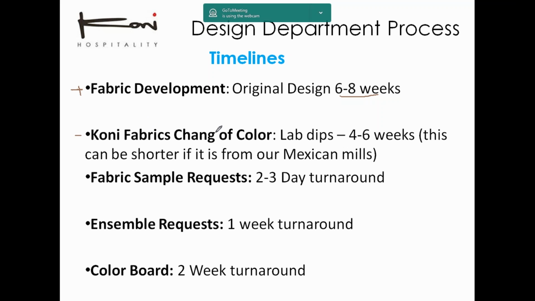Koni fabrics, change of color. Sorry for the spelling. This is in case it's a fabric that is already a running line, but they just want to change the color. So you will get a lab dip within 4 to 6 weeks. It can be shorter if it's coming from our Mexican mills. Mexican mills usually take 2 to 3 weeks. So it's good to know if you already have something back from a Mexican mill and they really like it, I will let you know if that's going to be 2 to 3 weeks.